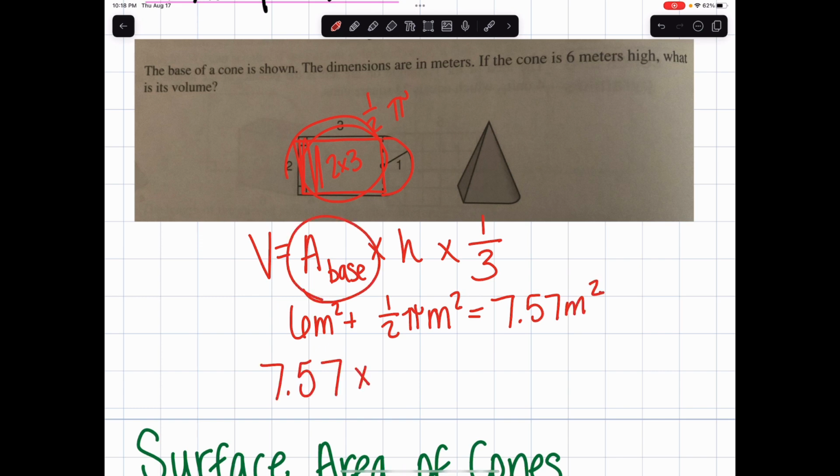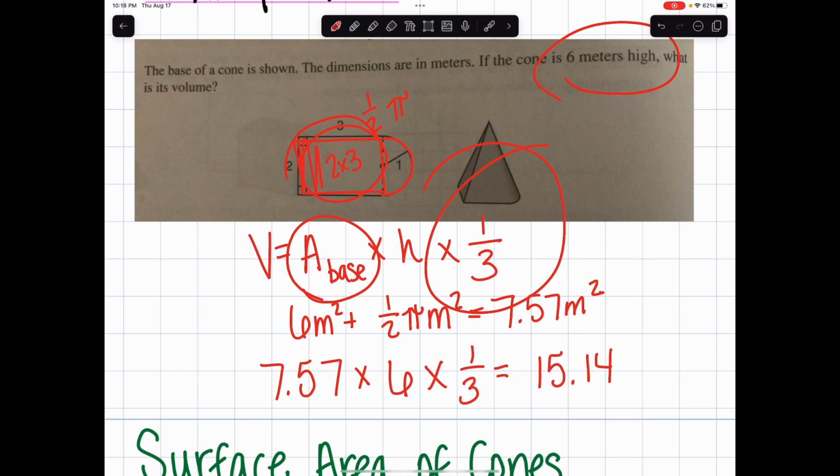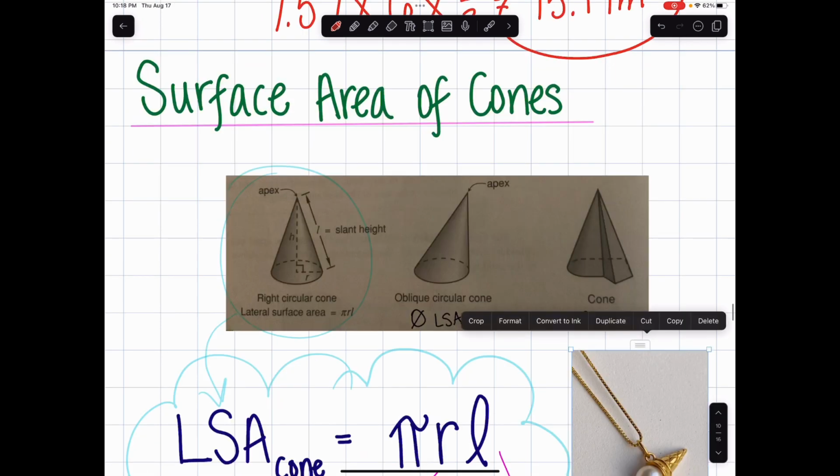Multiply that by the height. They told us it's 6. And I'm also going to remember to multiply it by that 1/3. I just plug all of that into my calculator and I get 15.14 meters cubed. The units are important.